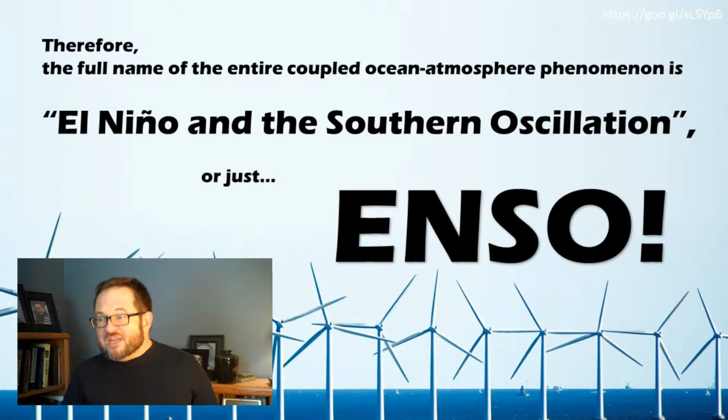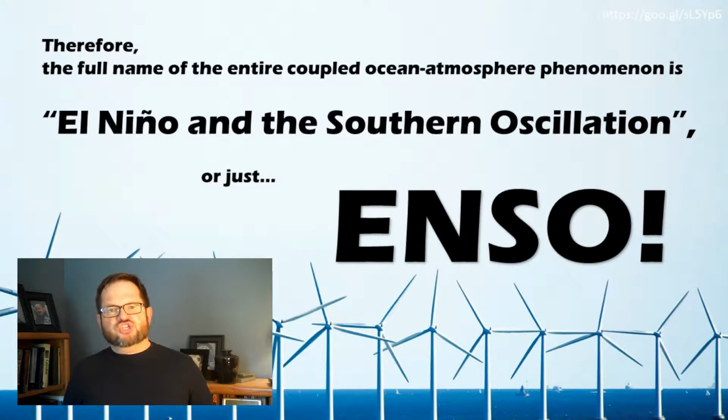And that's why a better name for the whole thing, a more modern term for this whole phenomenon, is El Nino and the Southern Oscillation, which we write with the acronym ENSO, E-N-S-O. And you'll often hear people use the term ENSO rather than El Nino and the Southern Oscillation. In fact, you might have noticed that the name of this presentation, the PowerPoint presentation, was ENSO, and so on.